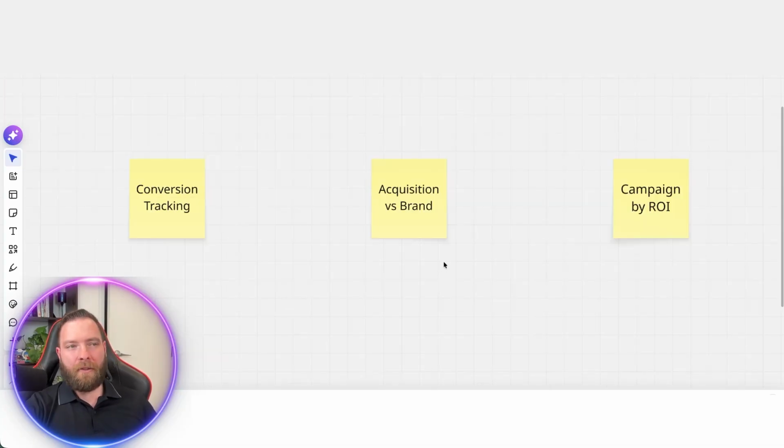When we put this all together, we want to make sure we have a clear conversion tracking with a clear acquisition versus brand. And with our acquisition campaigns, we want to make sure that we are setting them up per the best ROI possible. And that may mean selecting certain services and ignoring others. These 3 changes will take your account to a whole new level.